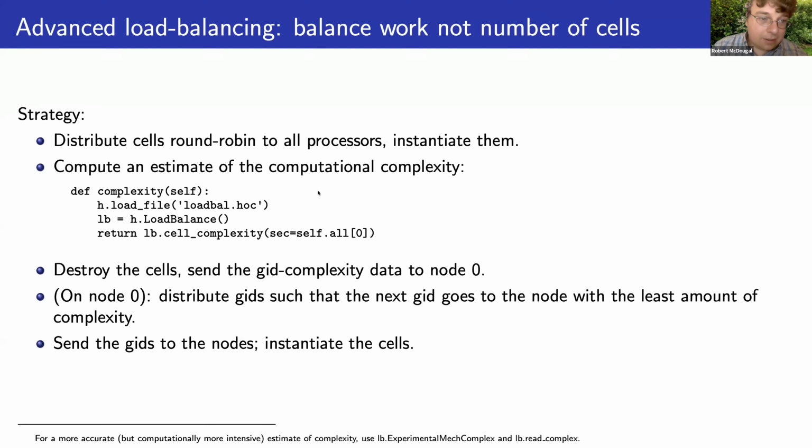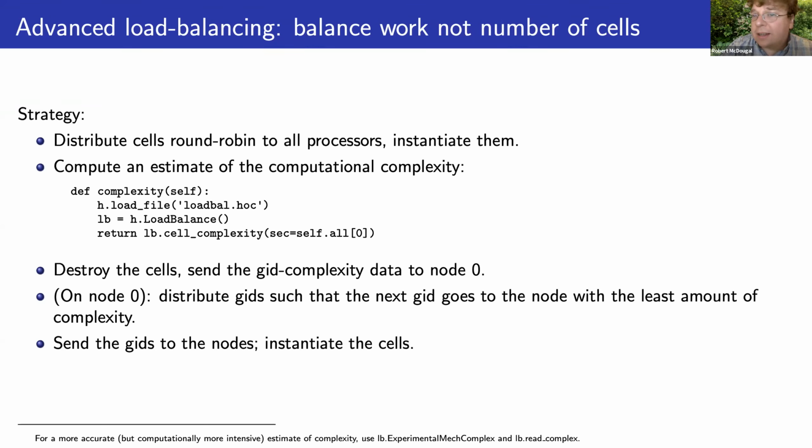I should also point out that this is a relatively simple estimate of cell complexity. Neuron also provides some other more complicated estimates of complexity using load balance experimental multisplit complexity. And again, you can ask us if you have questions about these things, but these are probably not going to be needed for your model. So I'm not going to address this any further. If you have more questions, please ask on the Ask Tutors channel on Slack.